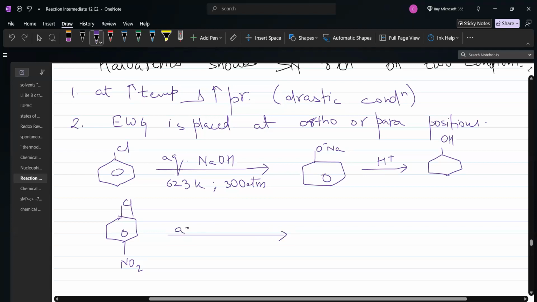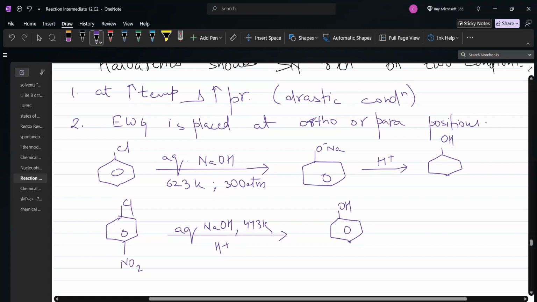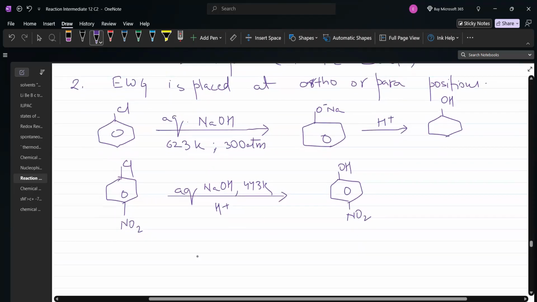In this case, we are taking aqueous NaOH, the temperature will be 443 Kelvin, and we are also using H plus in the acidic medium. So finally, we will have OH. Since an electron withdrawing group promotes nucleophilic substitution reaction, Cl has been replaced by OH, and NO2 was already present there. So the temperature has been decreased a bit because of the electron withdrawing effect of NO2.